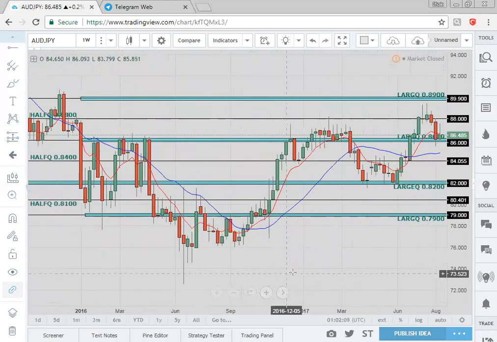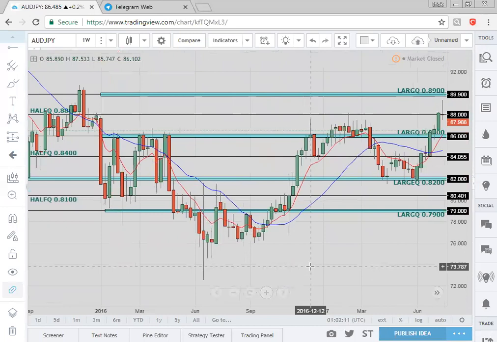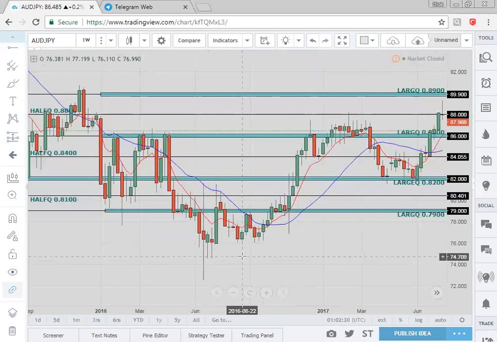Number one, it will bounce off a key level. Once it bounces off a key level, it either gives you a double bottom, triple bottom, or head and shoulders formation. I'm going to send you screenshots of all these formations for you to know what I'm talking about. That is the very first thing you spot.